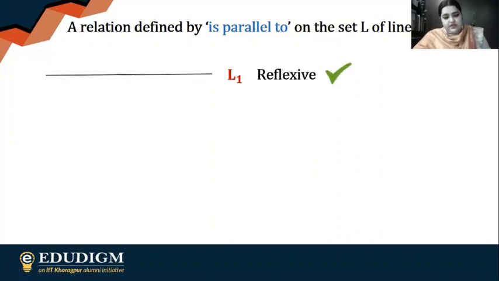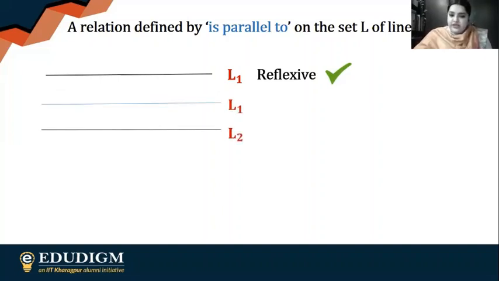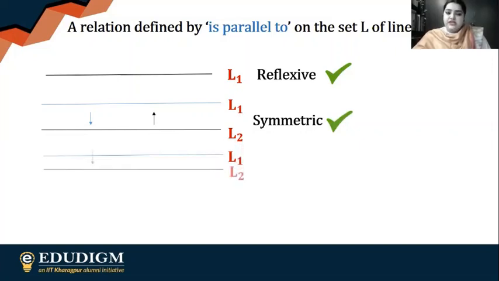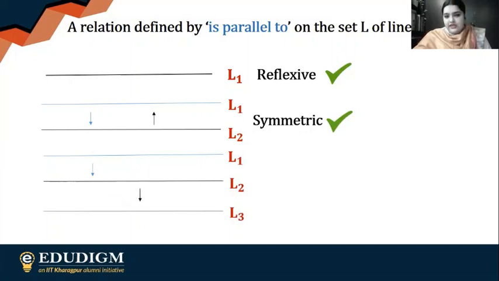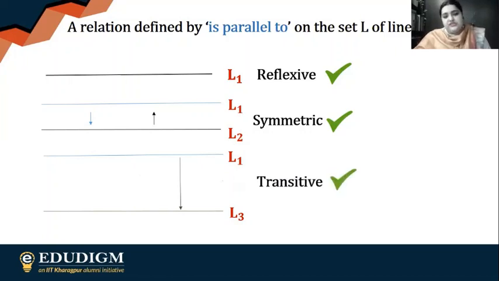So this is reflexive. Now I'm taking another line L1, which is related to L2. So basically L1 is parallel to L2. Now if you explore the properties of parallel lines, you will see that L2 is also related to L1. So this is symmetric. Similarly, suppose L1 is related to L2 and L2 is related to L3. So basically L1 is parallel to L2 and L2 is parallel to L3. Again, from the properties of parallel lines, you will understand that the property creates a transition from L1 to L3 via L2. So this is transitive as well.